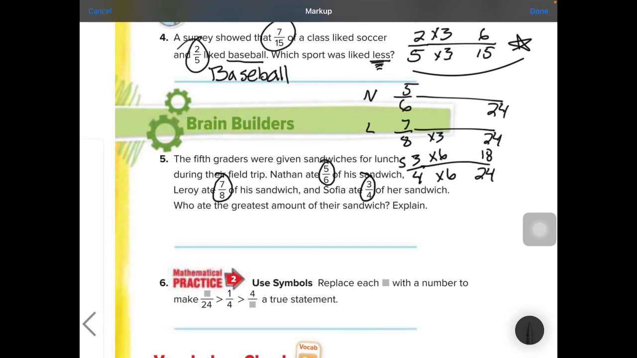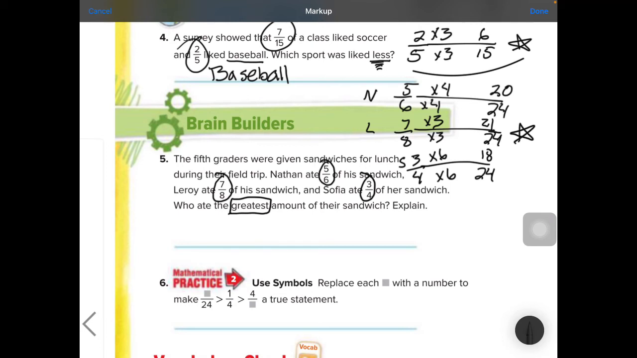3 times 6 is 18. 8 will go into 24 3 times. Times the top by 3, 21. 6 will go into 24 4 times. 5 times 4 is 20. Now they're all equivalent. They have a common denominator, and they are equivalent to their original fraction, so I can compare them easier. So which one ate the greatest amount? Which one is the biggest?